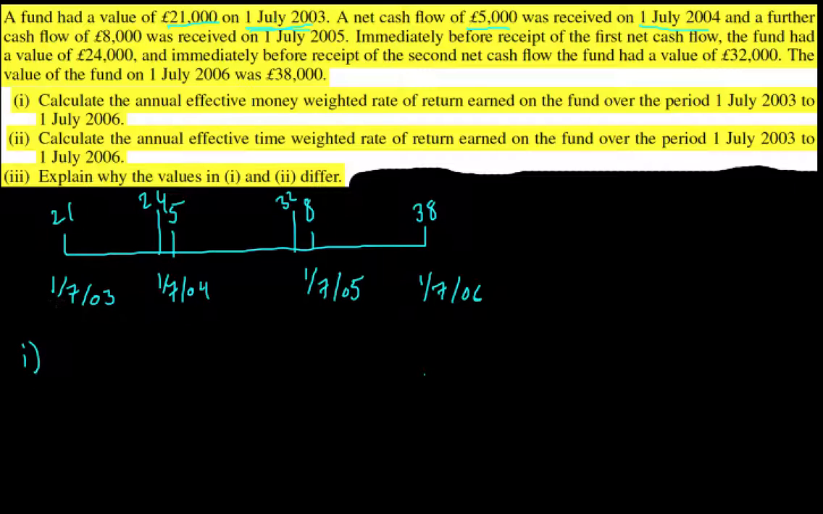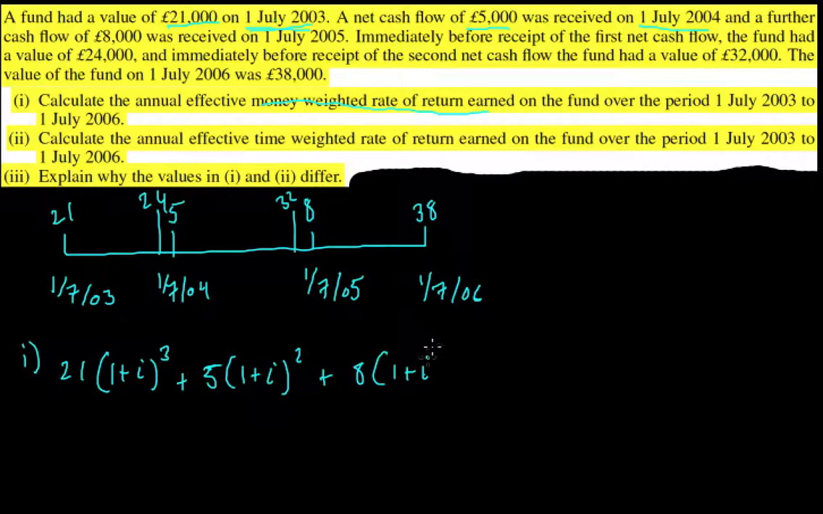So the first bit it wants to know is what is the annual effective money weighted rate of return earned over that entire period, which happened to be 1, 2, 3 years. So we start with $21,000. We can multiply that by some interest rate, and that goes over 3 years. Then we receive 5,000, and that went over 2 years, plus i to the 2, that's a 5. And then we received 8,000, and that only accumulated interest over 1 year. That's just one, and that ended up being $38,000.